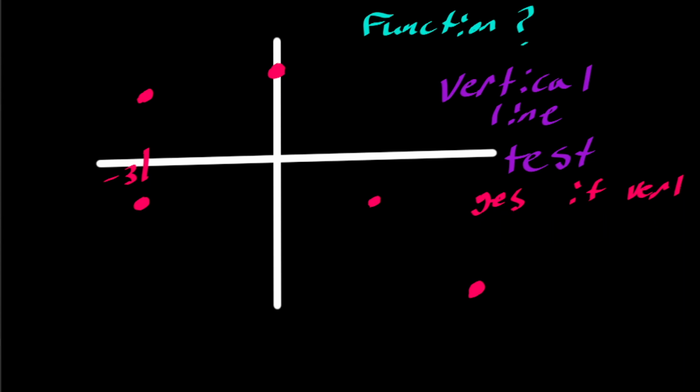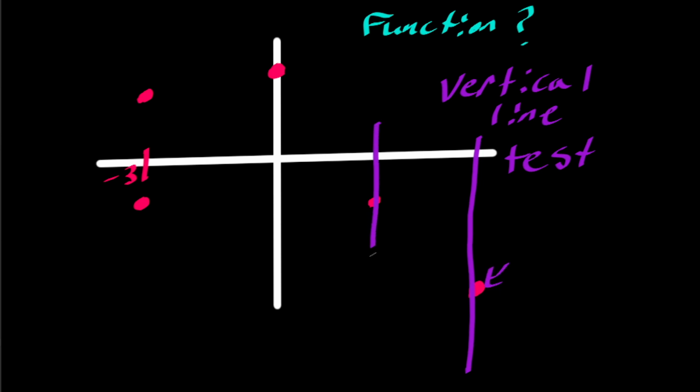I should be able to draw a vertical line through each of these points. However, I can't cross any of these points at the same time. So watch what happens. If I draw a vertical line here, I'm only intersecting this point. So that point's fine. If I draw a vertical line here, once again, I'm only intersecting this point. So only one time, that's what we need. So thus far, we would say, yes, this is a function.